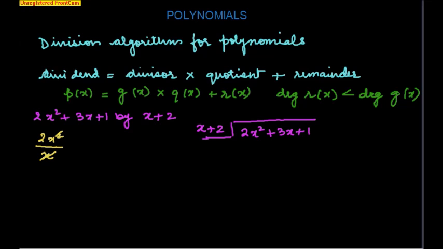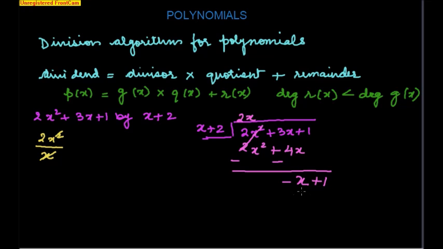So, first quotient here will be 2x. So 2x into x gives me 2x square. 2x into 2 will be 4x. When I subtract, remember, whenever we subtract the polynomials, we change their sign. This gets cancelled and I am left with minus x plus 1 from here.